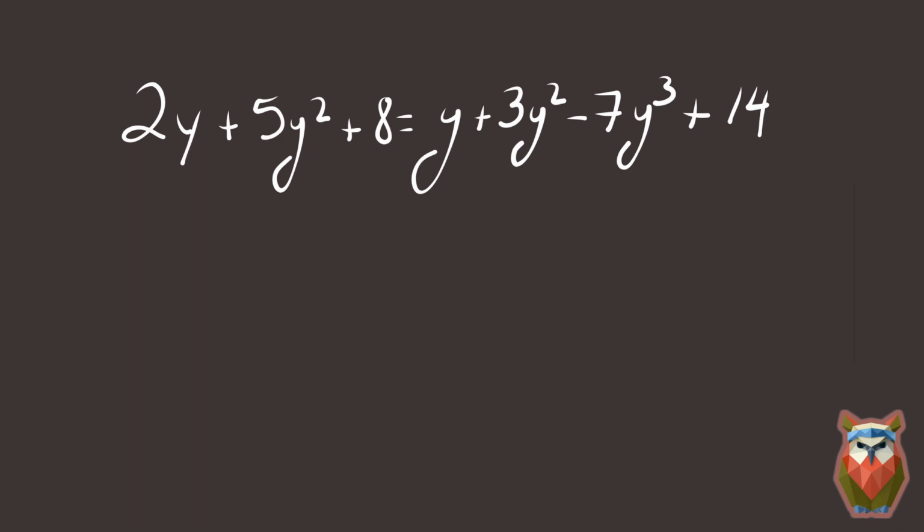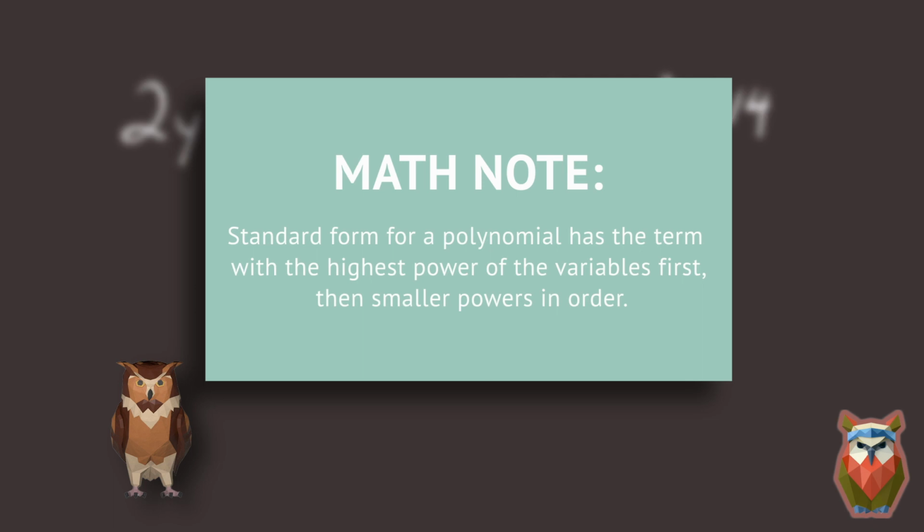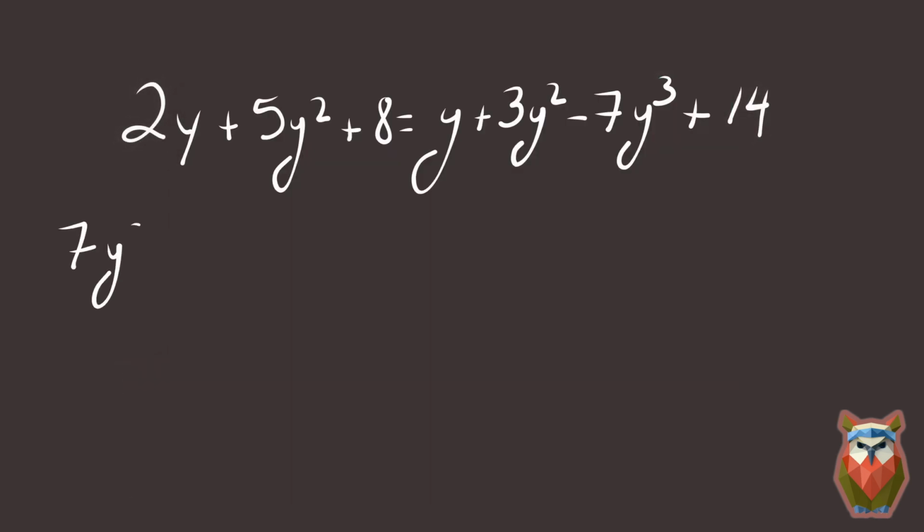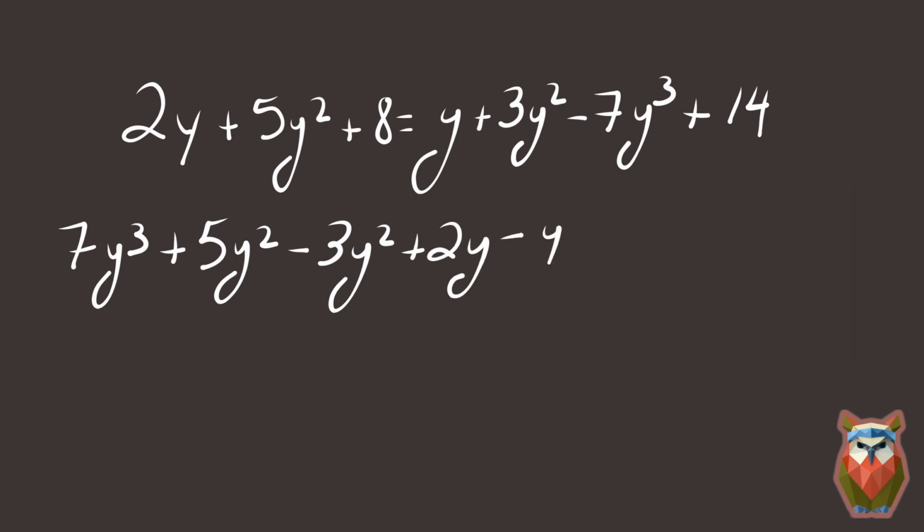We'll solve more complicated equations like this on another day. For now, we're just combining like terms. We'll write the terms in descending order of the exponents on the variable. 7y cubed plus 5y squared minus 3y squared plus 2y minus y plus 8 minus 14 equals 0.